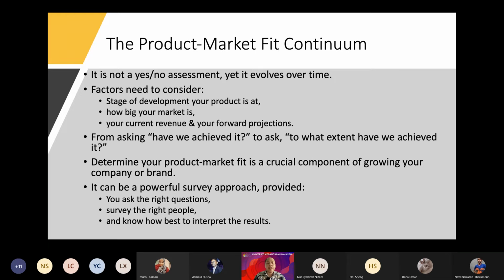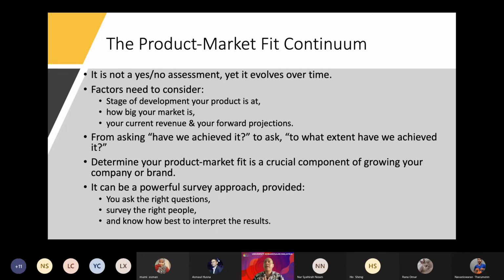Okay, and then determining your product market fit is a crucial component of growing your company or brand. Of course, because if your product cannot fit the market that you are targeting, it means you won't grow. It will only stagnate. So it can be a powerful survey approach, provided you ask the right question, survey the right people, and know how best to interpret the result.